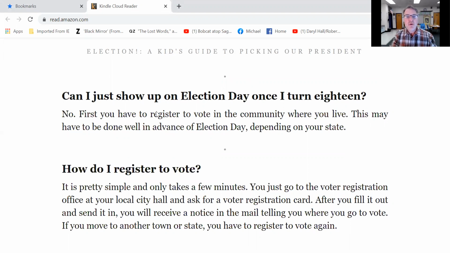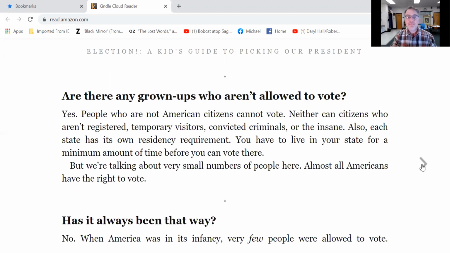Can I just show up on election day once I turn 18? No. First, you have to register to vote in the community where you live. This may have to be done well in advance of election day, depending upon your state. How do I register? Well, it's pretty simple and only takes a few minutes. You just go to the voter registration office at your local city hall or ask for a voter registration card, also where you get your driver's license, license plates, things like that. After you fill it out and send it in, you will receive a notice in the mail telling you where to go to vote. If you move to another town or state, you have to register to vote again.